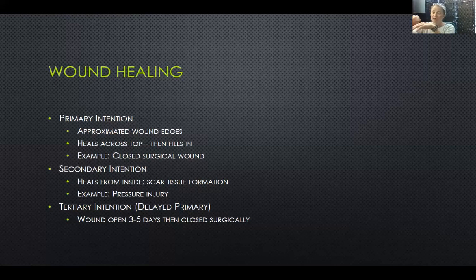Also, if you just got a cut on your hand and that scab would form over the top, and then the healing would continue underneath. Secondary intention happens with larger wounds, and has that scar tissue formation and granulation tissue forms on the inside of the wound, and the wound heals from the inside out. So things like pressure injuries or larger wounds that are open, they'll heal from that inside, and that granulation tissue forms and it heals from the inside out. That scar tissue slowly forms on the way out.